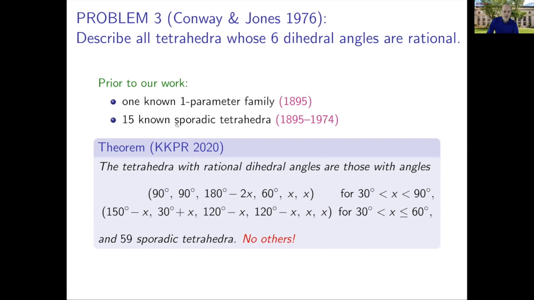So, okay, this also has a long history. Prior to our work, there's a one parameter family known. It's the same one that came up with that tripod that I showed you earlier, except for special values of the parameter. It turns out that those tetrahedra have rational dihedral angles.